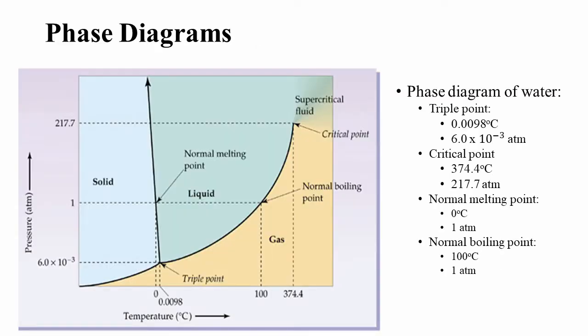Next, I have phase diagrams of water. The triple point is where solid, liquid, and vapor phases coexist in equilibrium. The critical point is the end point of a phase equilibrium curve, and the liquid-vapor critical point is the most prominent.